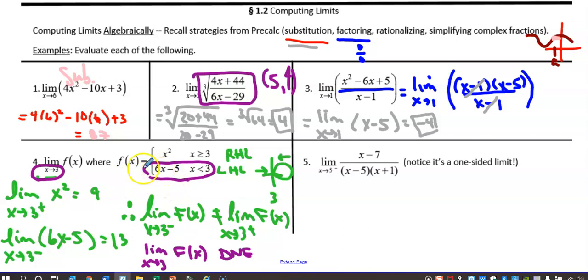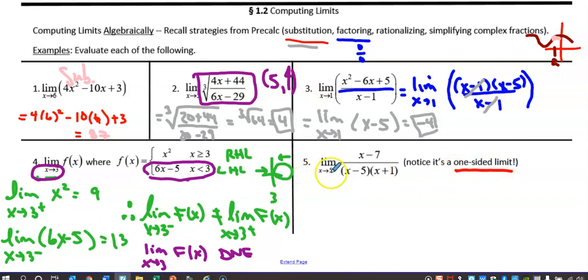All right? So if this number doesn't match these right here, then just figure out where it falls on the number line and then plug in. So pretty straightforward problem, I think, with that. Okay, so now we're going to go to question number 5, and notice that this is a one-sided limit.